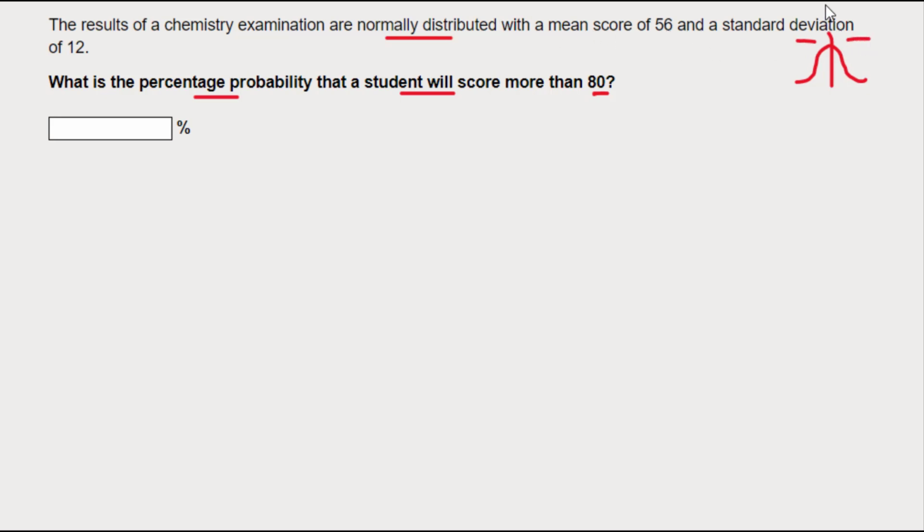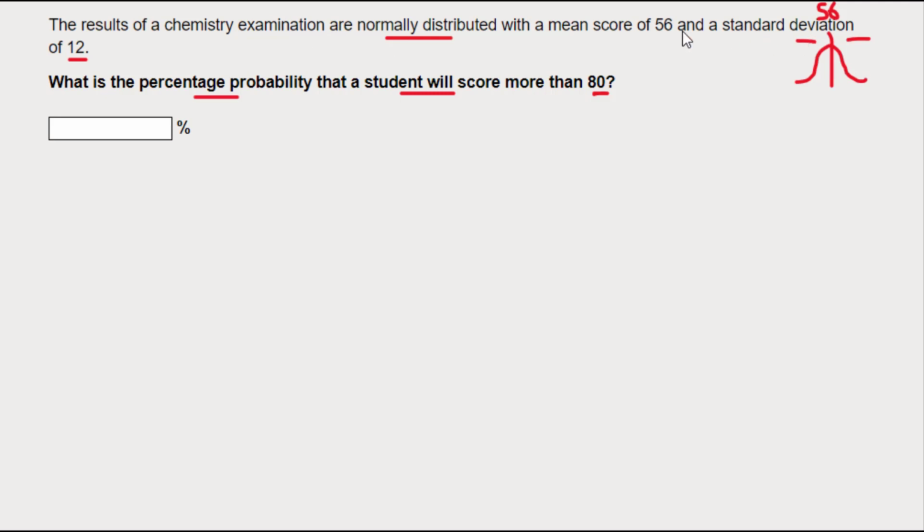And that mean point there is 56, that's the midpoint. And the standard deviation is 12. And that standard deviation of 12 is telling us how steep the curve is. How far from the mean do some of the points sit?